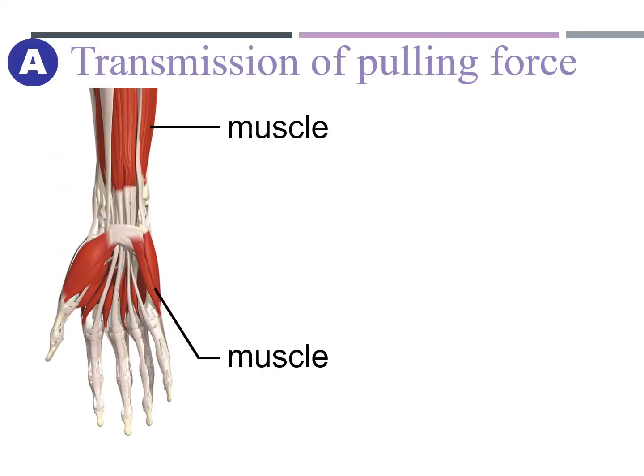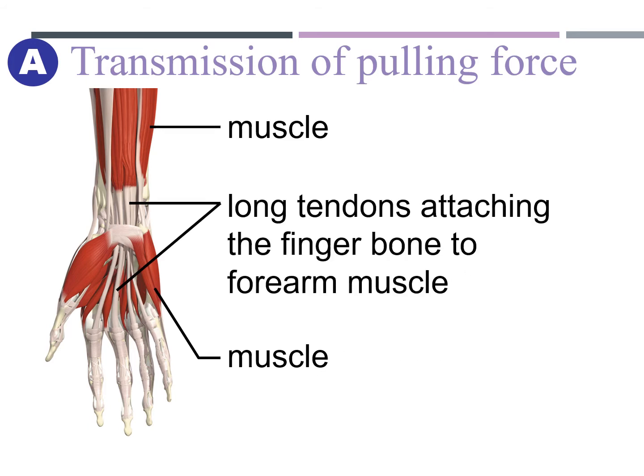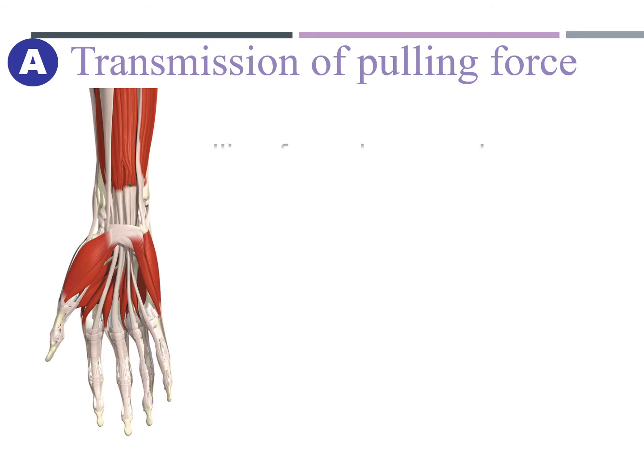There are different types of muscles in your body, and there are different lengths of tendon in your body as well. There are very long tendons attaching the finger bone to the forearm muscles. Now, on the next picture, let's take a look at how long those tendons could be.